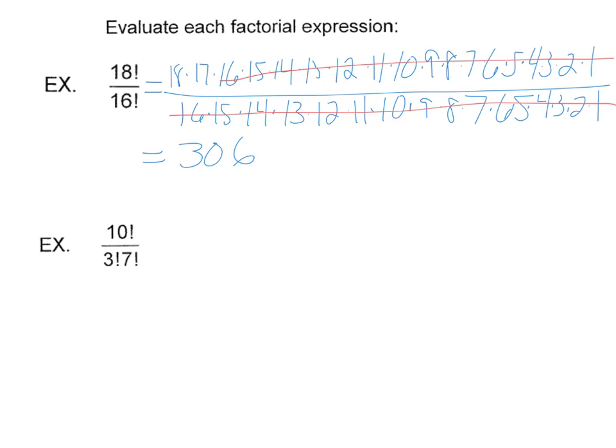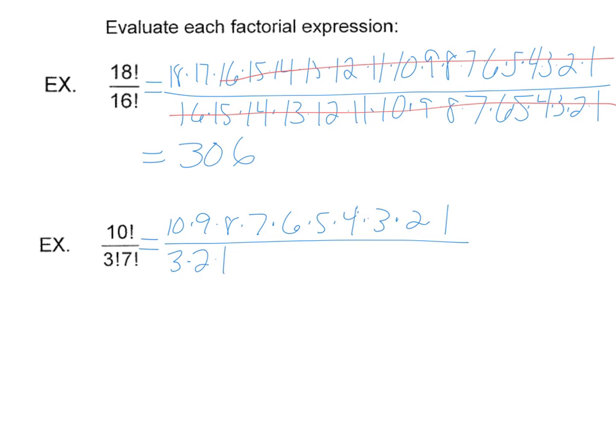The next one, 10 factorial over 3 factorial times 7 factorial. There are several types of formulas that use these factorials, and a lot of times the formulas are set up like this. So 10 factorial, we're going from 10 on down, over 3 factorial, 3 times 2 times 1, times 7 factorial, so 7 on down. Then we can cancel top and bottom. I can cancel from 7 on down.